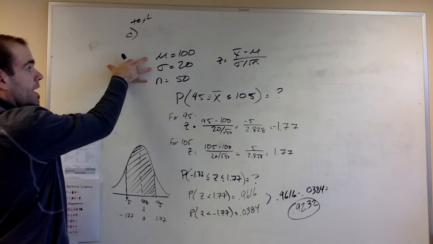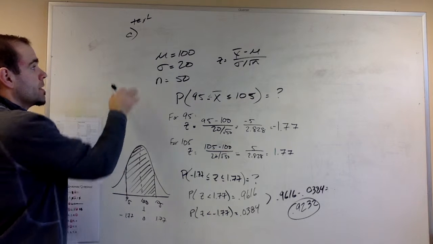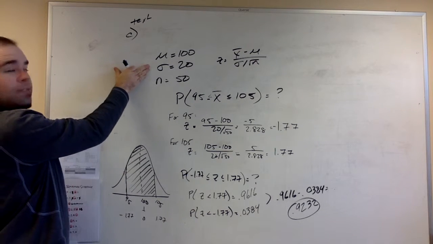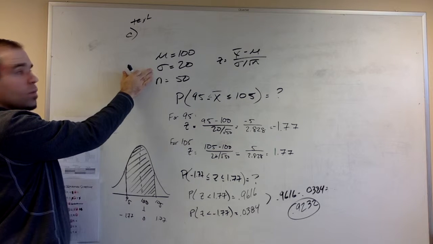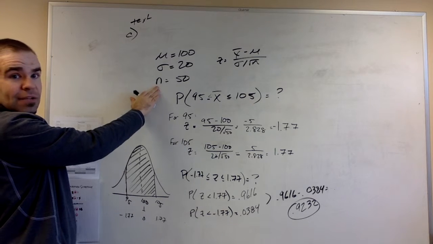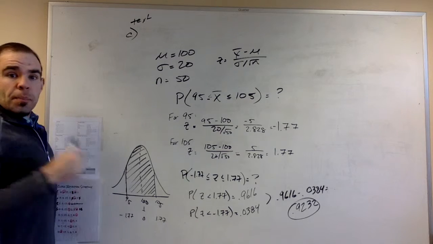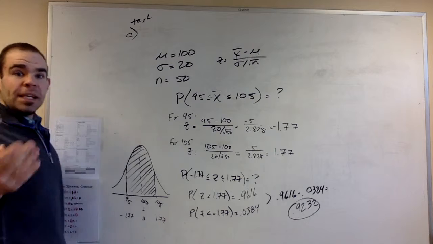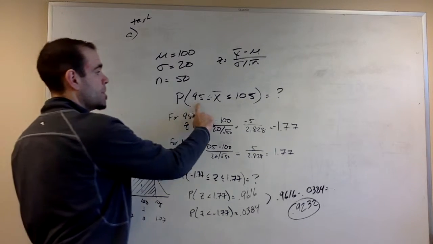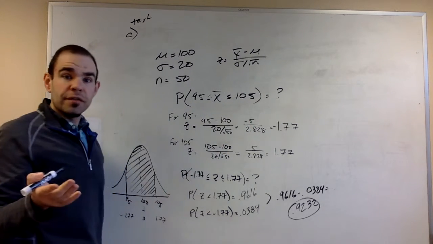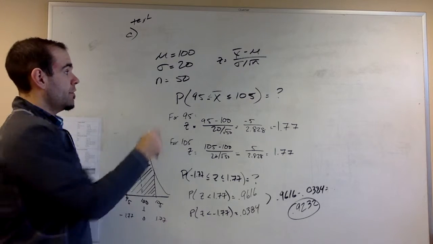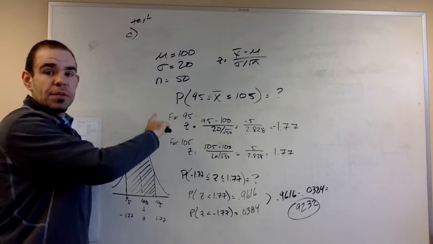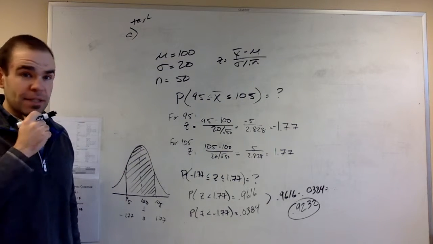I would start by articulating that in the problem, it says that the average person texts about 100 texts a day with a population standard deviation of 20, and we survey 50 teenagers in this case. The problem is asking for the probability that the sample mean of those 50 people ranges between 95 and 105. So what is the likelihood that if we were to survey 50 people, the average of that survey will be between 95 and 105 text messages?